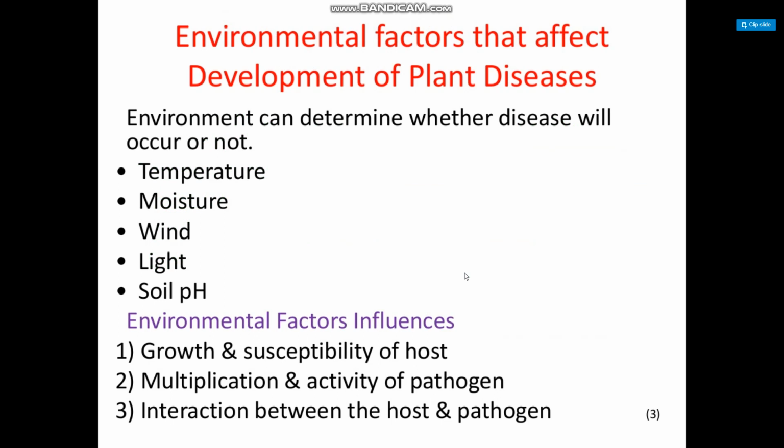Environmental factors that affect the development of plant disease. The environment can determine whether disease will occur or not. These factors are temperature, moisture, wind, light, and soil pH. Environmental factors influence the growth and susceptibility of the host, the multiplication and activity of the pathogen, and the interaction between the host and pathogen.